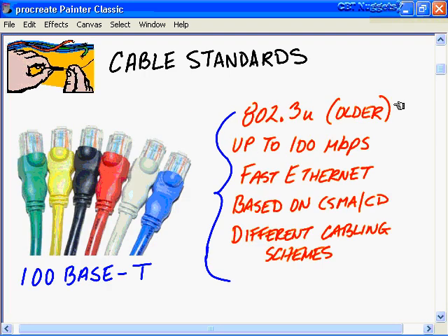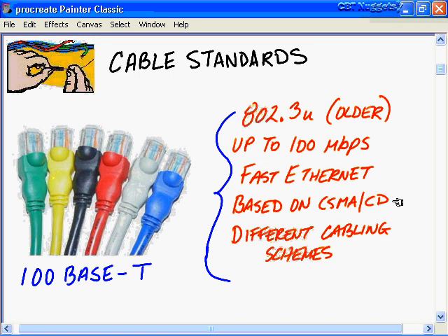100 base T is actually kind of a collection of standards. Again, this falls under the 802.3 category. Actually, 100 base or 100 megabit transmission has been around for quite a while, so it's actually kind of an older Ethernet standard. The official standard is 802.3U, again providing up to 100 megabit per second. And this is, again, fast Ethernet, so you can kind of equate fast Ethernet with 100 base T. Again, it's also collision detection, so it's CSMA-CD based.